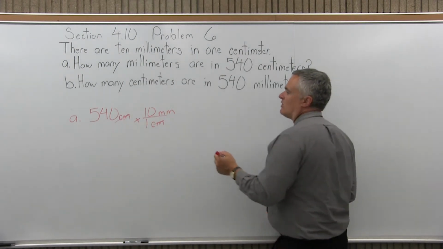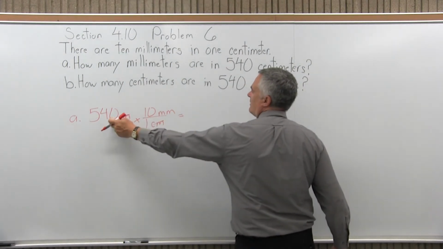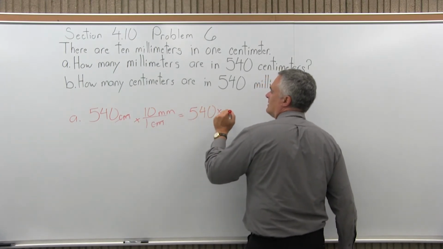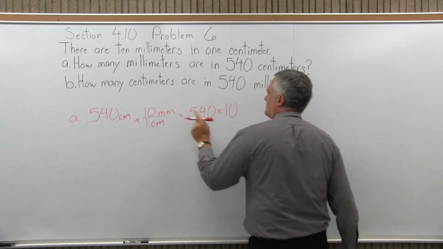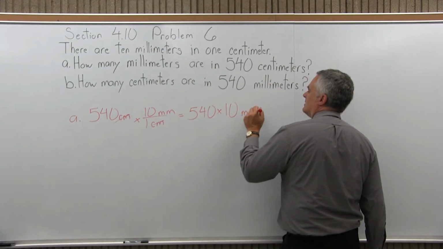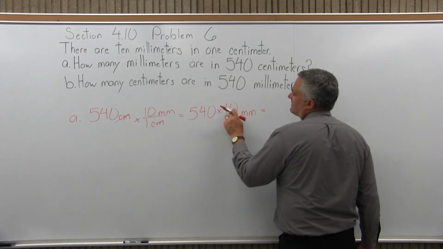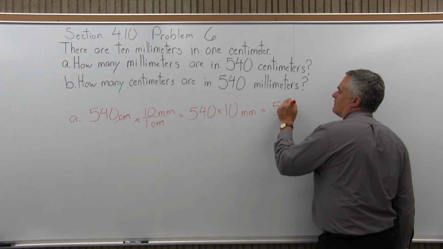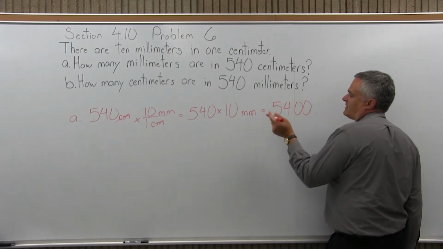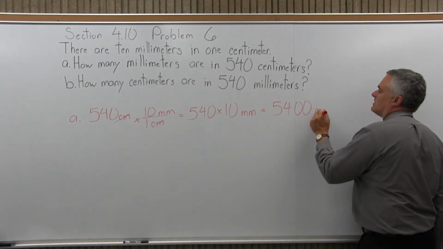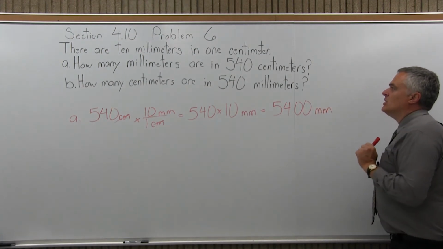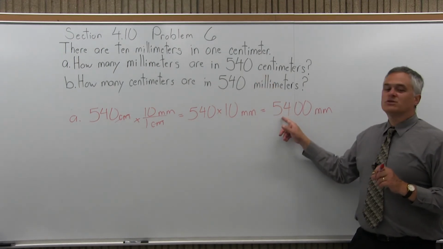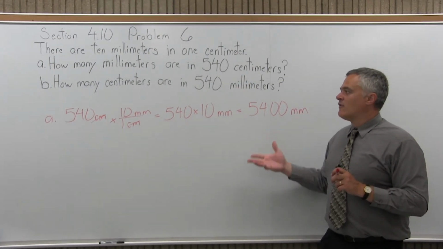So for my computation, I have to do the 540 times 10, and my units of measure will be millimeters. And that multiplication is easy enough. The times 10 is just going to tack one more zero on to the 540. So 540 with one extra zero is 5,400. And my units of measure will be millimeters. So part A, how many millimeters are in 540 centimeters? There are 5,400 millimeters.